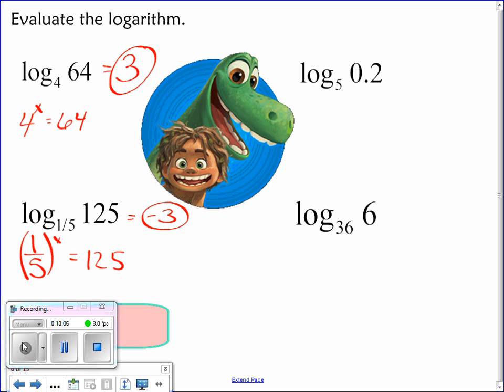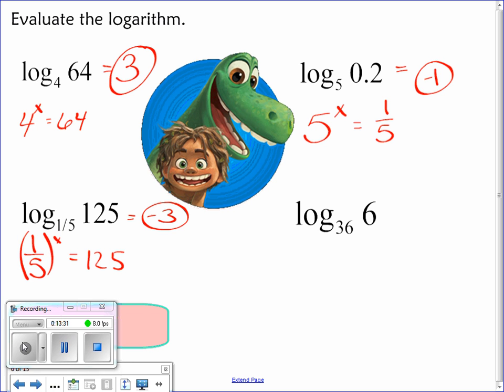All right, so the next one is asking you 5 to what power equals 0.2, which is the same as 1/5. 2/10, which is 1/5. So, Alex? That would be correct. Again, the negative is going to move it down.